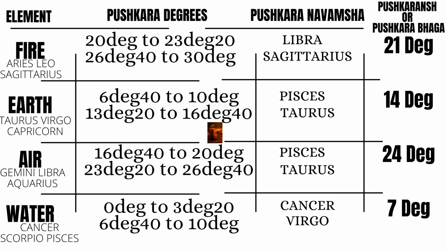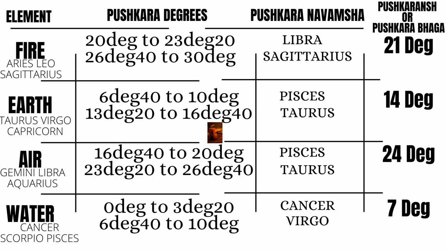For all the fire signs, which are Aries, Leo and Sagittarius, if any planet is placed in any of these fire signs at the 21 degree, that planet is placed in the Pushkaransh or Pushkara bhaga. That is going to give it additional extraordinary strength or power to manifest some very good results. In the same way, when we talk about the earth signs, which are Taurus, Virgo and Capricorn, if you find any planet placed in the 14 degree of the earth signs, that planet is placed not only in the Pushkara Navamsa degree, but also in this specific degree called Pushkaransh or Pushkara bhaga, which is going to give it additional weightage or power.